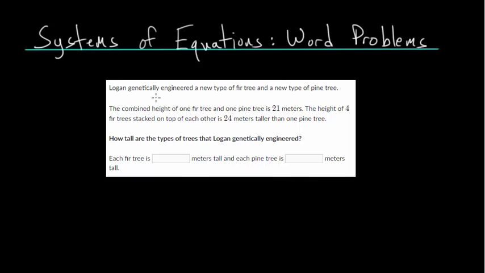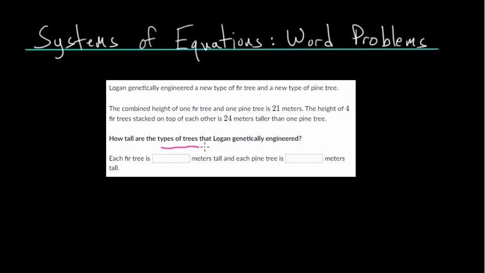So Logan genetically engineered a new type of fir tree and a new type of pine tree. The combined height of one fir tree and one pine tree is 21 meters. The height of four fir trees stacked on top of each other is 24 meters taller than one pine tree. How tall are the types of trees that Logan genetically engineered?